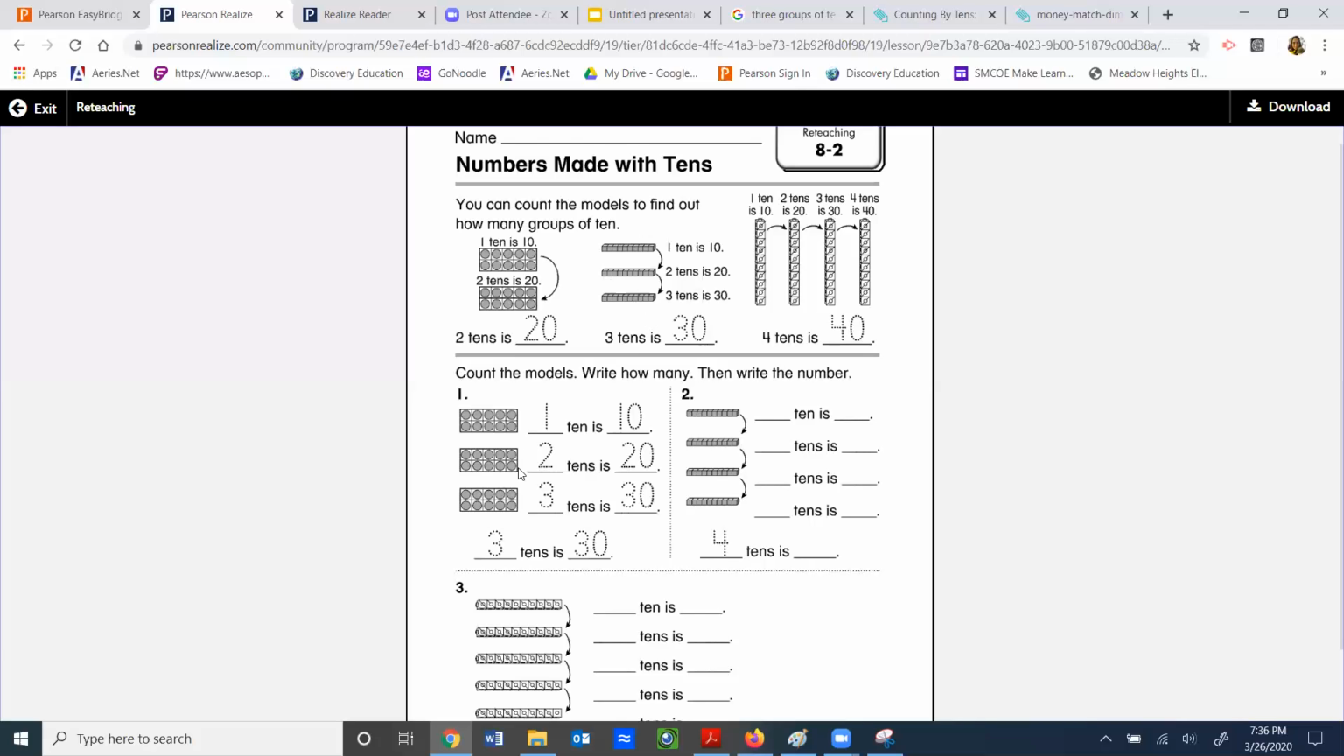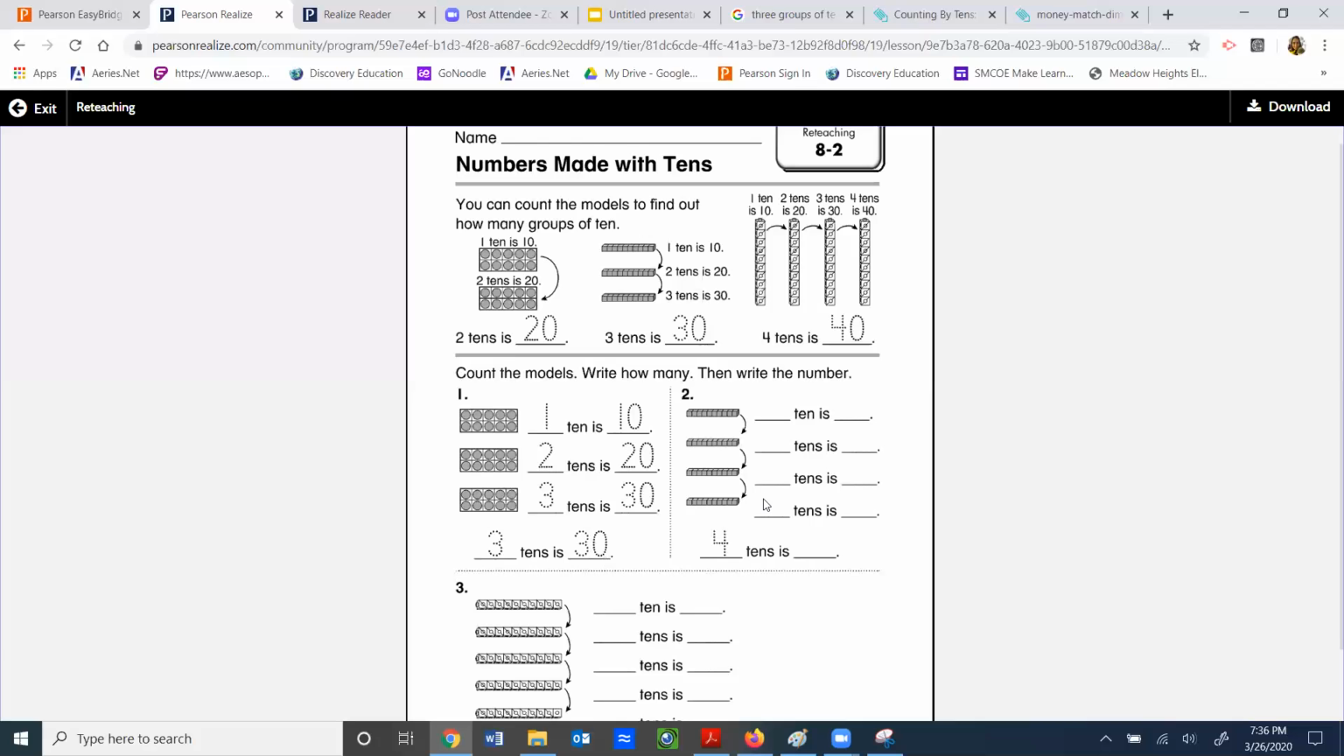Now let's look at number 1. Number 1 says count the models and write how many, then write the number. This is already done for you to give you an example. You have 10 frames and it's showing you 1 ten is 10. Now if we look at 2, it says 2 tens is 20. Now if we look at all 3 together, it says 3 tens is 30. And on the bottom it repeats itself, 3 tens is 30.